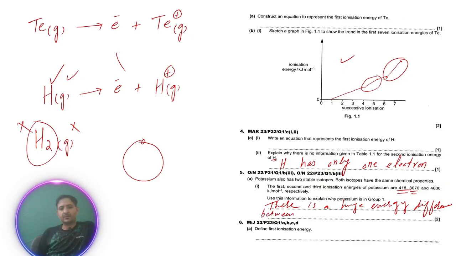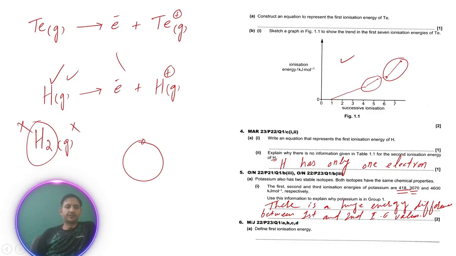Between first and second ionization energy values, that is the reason. So define first ionization energy. It is the minimum amount of energy, most accurate.